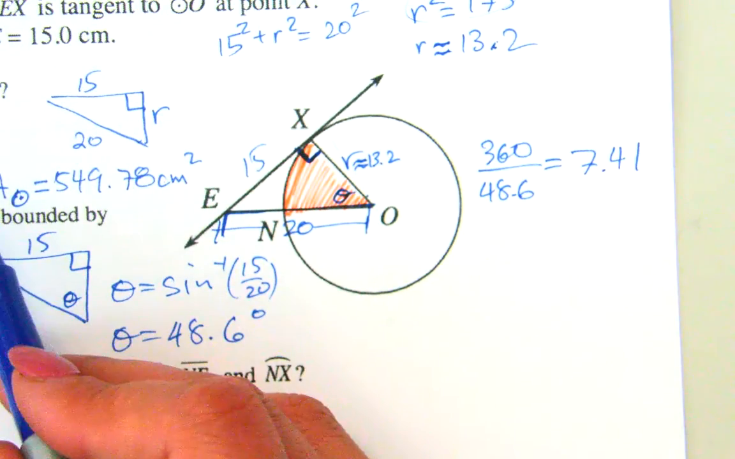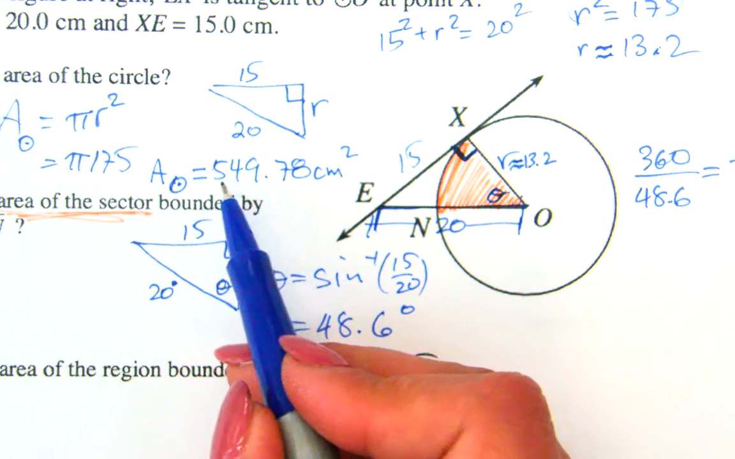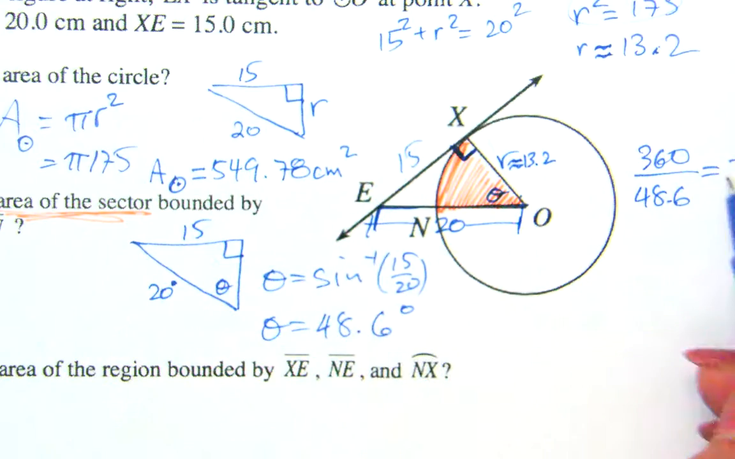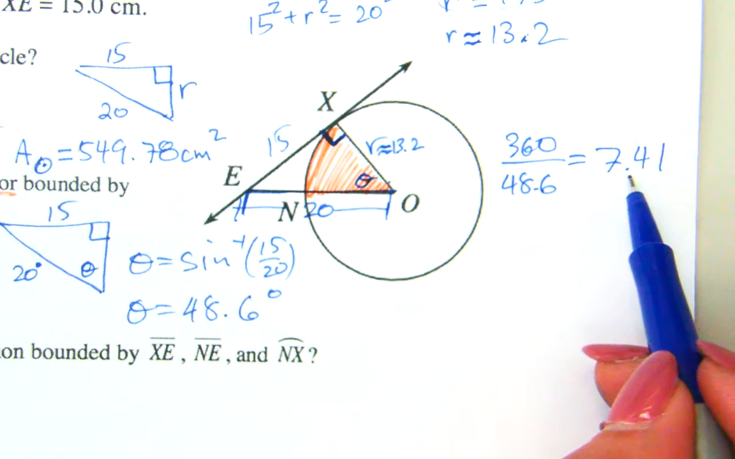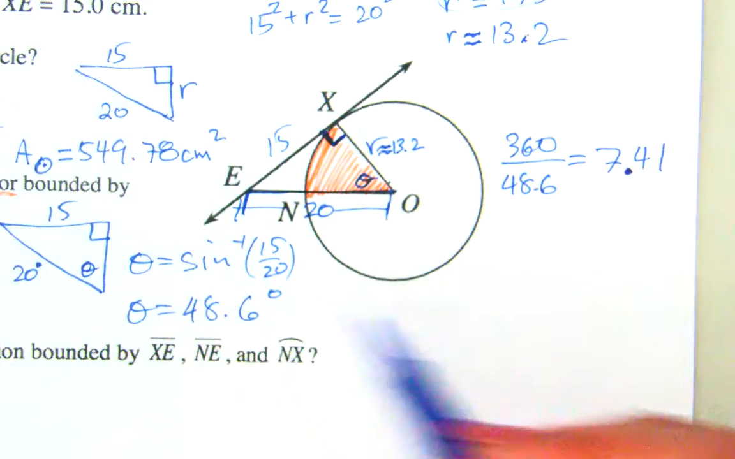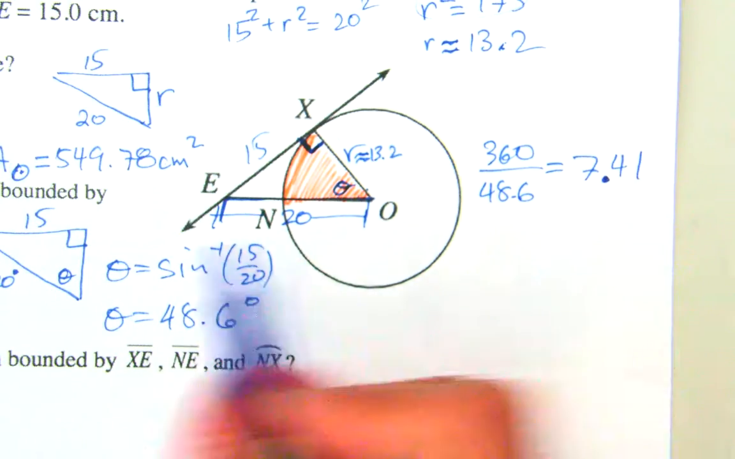So 360 over 48.6 is going to be how many slices you can make in here. So 360 divided by 48.6 means I can have 7.41 slices, which I know doesn't make a lot of sense, but just roll with it. Well, we already found the area of the circle in the previous part. The area of the circle was 549.78. So if I know the whole area is this much, and there are 7.41 slices, then I can just take the area of the whole thing, divide by how many slices I have, and find the area of each slice.